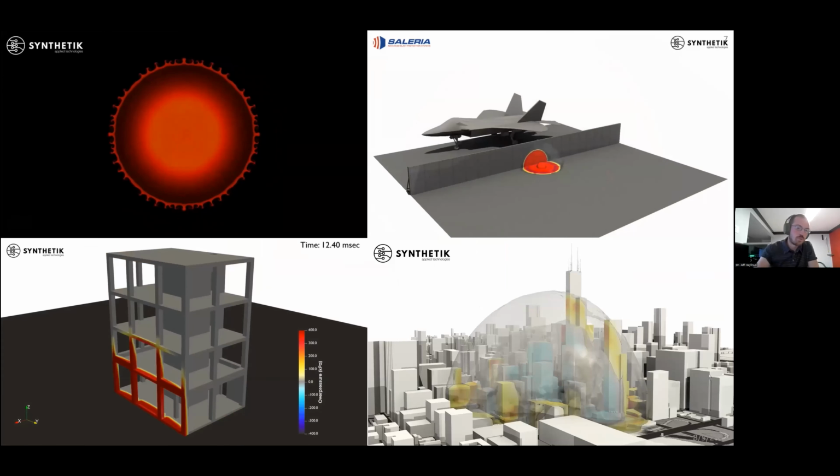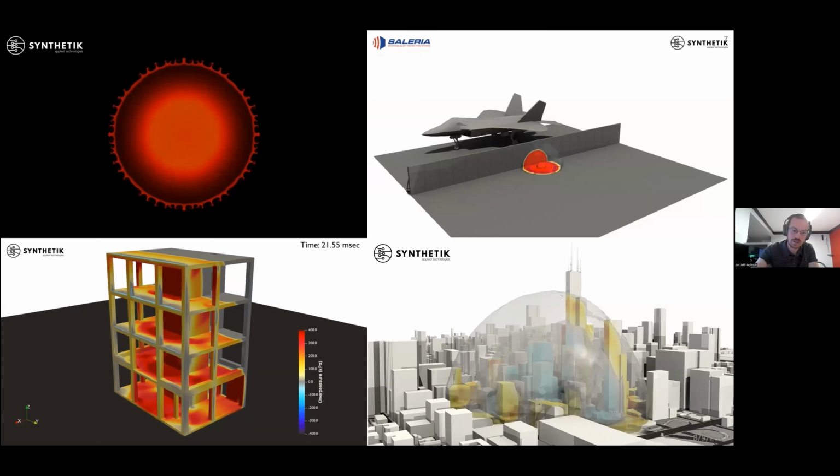The bottom two are more illustrative of the kind of cases we typically run. On the left, we have loading on a structure. This was actually done as part of what's called the SHIELD test. I believe 12.5 tons of ANFO was detonated in a field in Norway. Basically, the government wanted to see what the structural response was. So we ran these air blast calculations, and then we provided the outputs of the loading to another group who actually looked at the response of the structure.